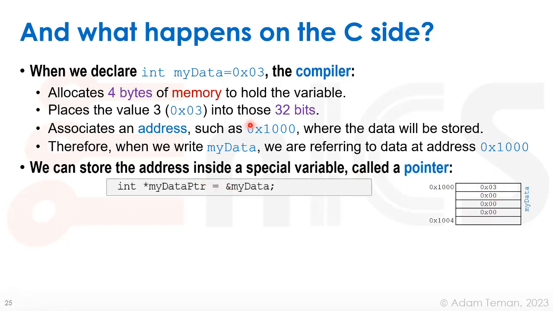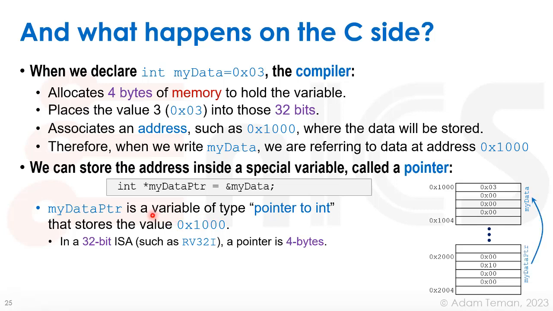Okay. We actually have a special variable called a pointer that we can store the address in. So if we write something like int *my_data_pointer = &my_data, it's going to create a variable of type pointer to int. My data pointer is a variable of type pointer to int, because we wrote int here and we called it a pointer in its declaration. It's going to hold the address of my data, and we saw that the address of my data is 1000, so it's going to store 1000 inside this pointer.